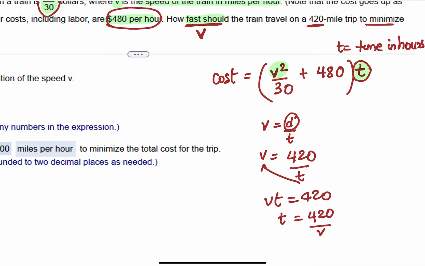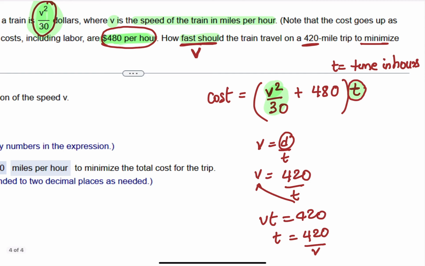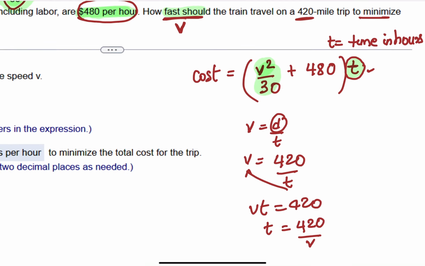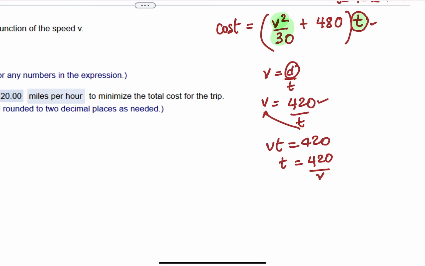First, I created a mathematical model for the cost. The cost is going to be V squared over 30. They told me that. It runs for V squared over 30 plus 480 per extra hour. So if it's 2 hours, it's going to be times 2, 3 hours times 3. We do have the mathematical model. Now I have to see a relationship between V and T. I know that the speed is distance over time, my distance is 420, and my T is 420 over V. Once I have that, I'm going to replace my T.